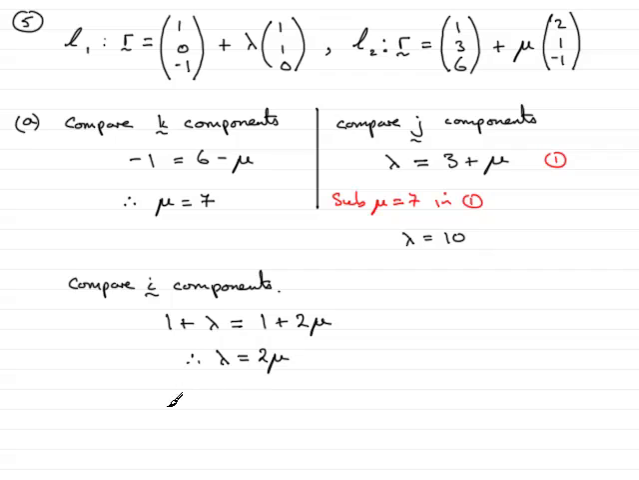So therefore I can say that since 10 does not equal 2 times the 7 that I had up here, the lines do not meet. The lines do not meet. They're skew, in other words.